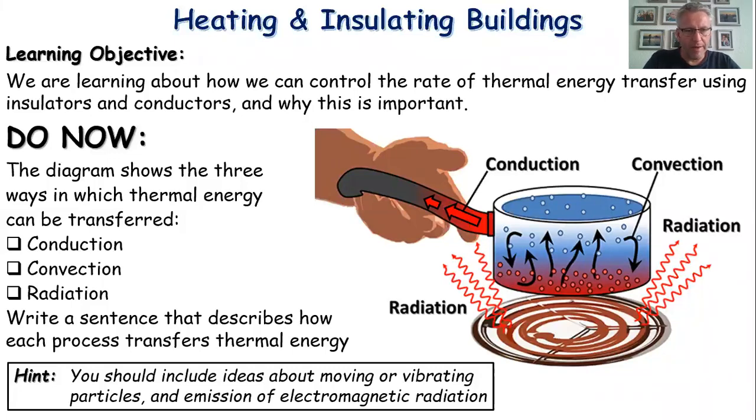So the do now is about conduction, convection, and radiation. There's a diagram just there that shows all three of those processes occurring at once when we're heating water in a pan on maybe a hob. What I would like you to do is to write a sentence that describes how each process, conduction, convection, and radiation, transfers thermal energy. You will need to include ideas about moving or vibrating particles and the emission of electromagnetic radiation. It would be a good idea for you to pause the presentation at this point for a few minutes and write down some sentences now.